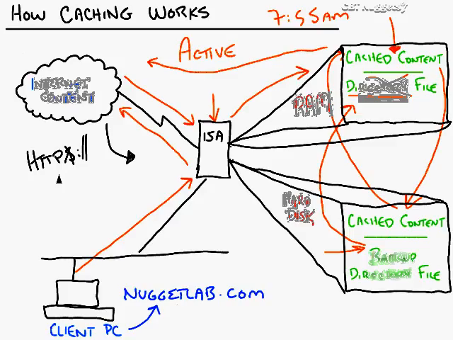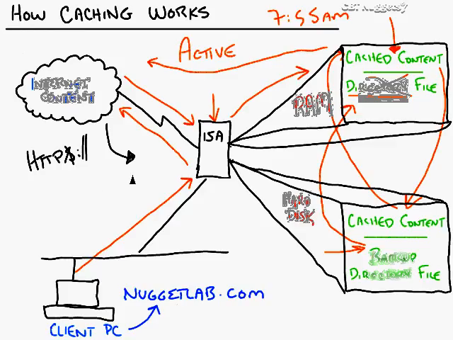Well, you can, and there's a few ways to do it. First off, the web administrator out on the internet can type into the HTML code some commands that dictates to the ISA server or any caching server or client, because Internet Explorer can cache as well. It can dictate to that client, do not cache this web page. It's known as cache control code in the HTML header.